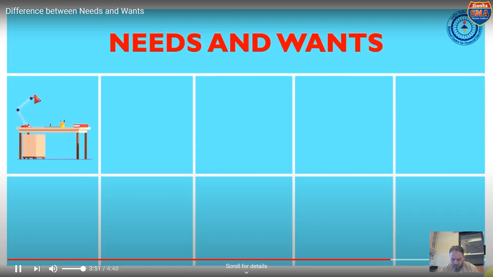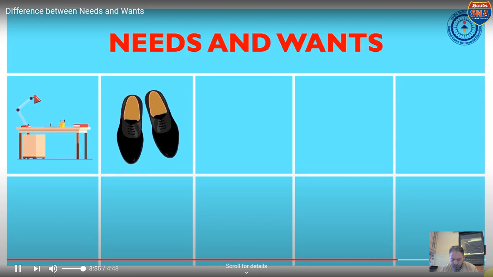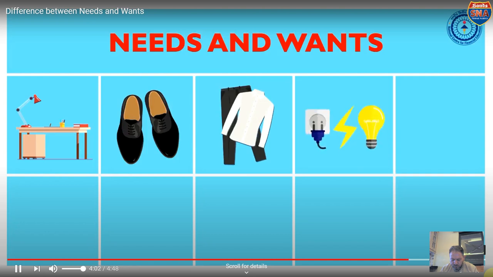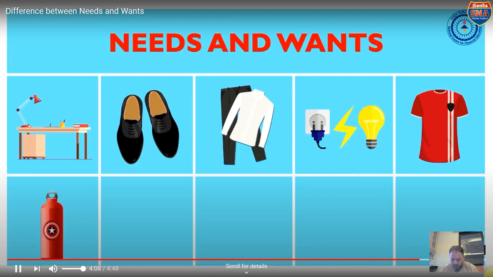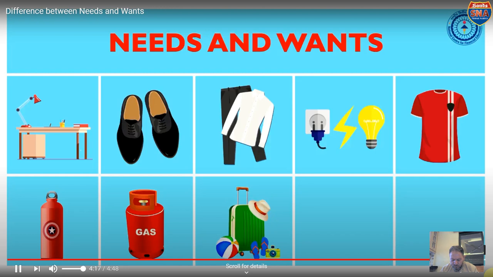Study table, school shoes, designer dress, electricity, branded jerseys, water bottle, LPG gas, vacation, music downloads, expensive phone.